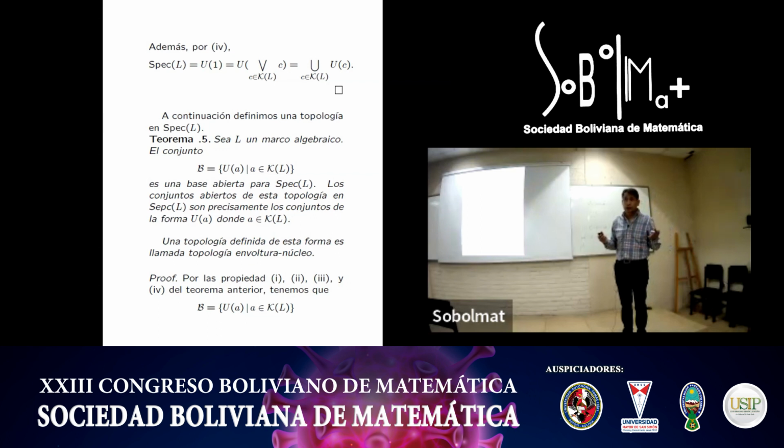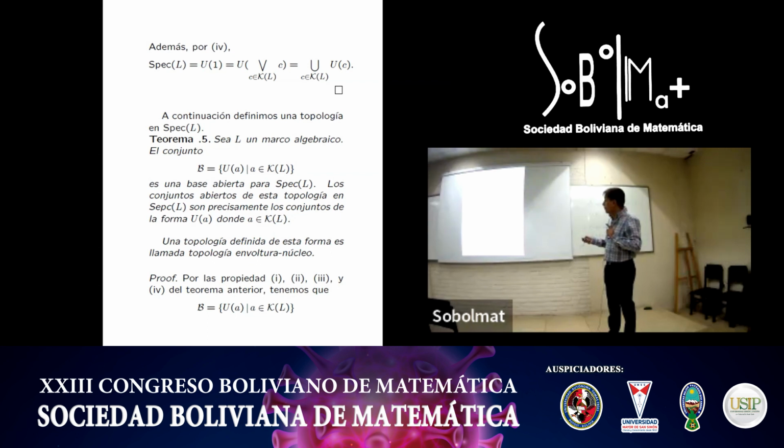¿Y qué es una base? Una base simplemente es un conjunto de colecciones que es cerrado bajo la intersección y que la unión de todos esos tiene que ser todo el espacio. Okay, so after recalling what is a base, I will define the U of A's, but with some particularity. A is compact. O sea, tomo los U de A's, pero con la característica de que A es un compacto.